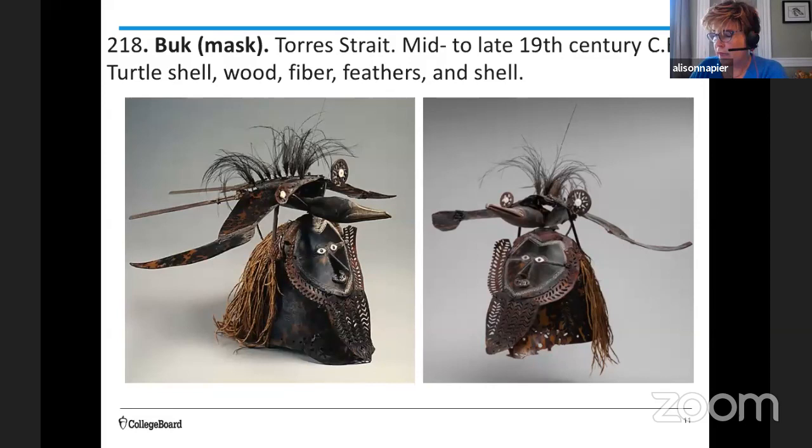A lot of times the animal on the top, in this case the frigate bird, represents this kind of personal totemic species or an animal maybe that's important to a certain clan or group.